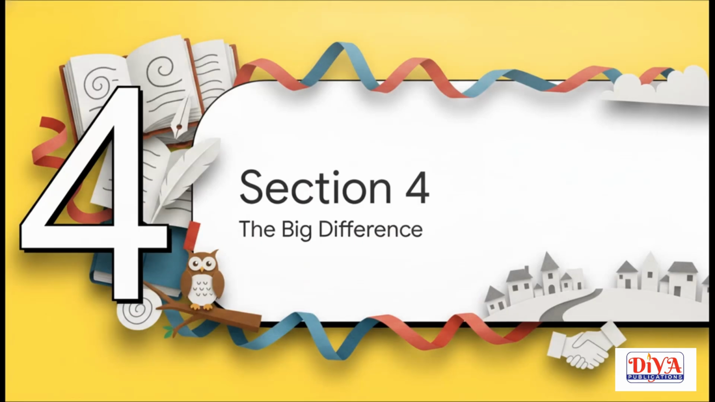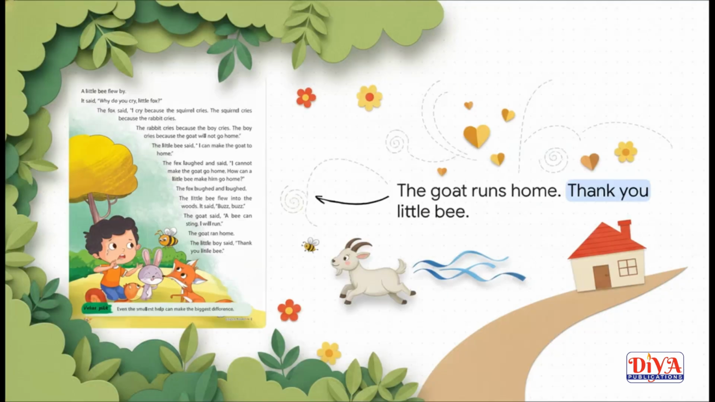Let's wrap it up with Section 4, the big difference. The pattern of failure has finally been disrupted. The goat runs away from the woods. The logic of the bee's action perfectly counteracts the goat's stubbornness. The chain of tears is officially broken. The problem is solved, and the little boy can finally go home. The system of the story reaches a satisfying equilibrium, and it concludes with the boy expressing this really simple, heartfelt gratitude. He just says, "Thank you, little bee."